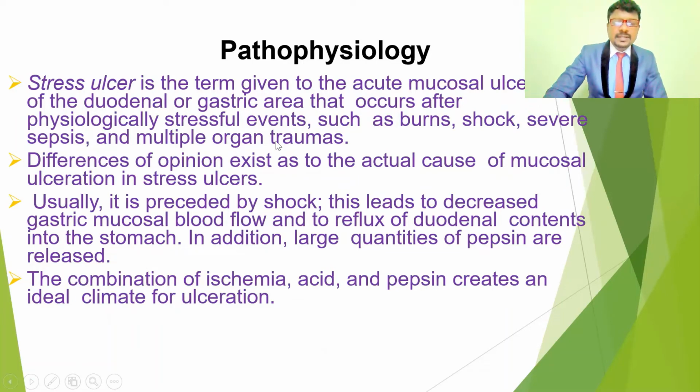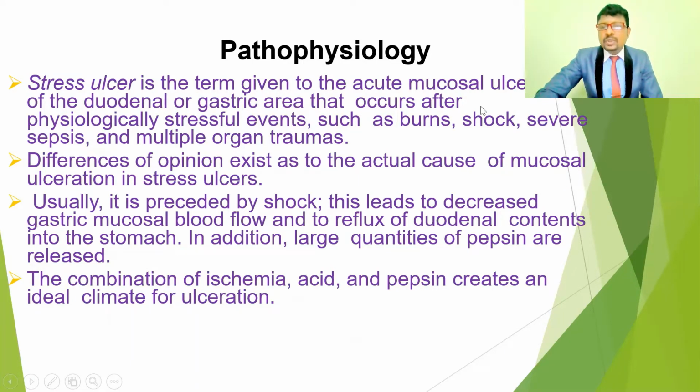Coming to stress ulcers, stress ulcer is the term given to acute mucosal ulcerations of the duodenal or gastric area that occur after physiologically stressful events such as burns, shock, severe sepsis or multiple organ trauma. In case of sepsis, any infections, burns, shock, or heavy bleeding, and also multiple organ trauma, there is a chance of getting stress ulcers. A difference of opinion exists as to the actual cause of the mucosal ulceration in stress ulcers; it depends upon the causative factors.